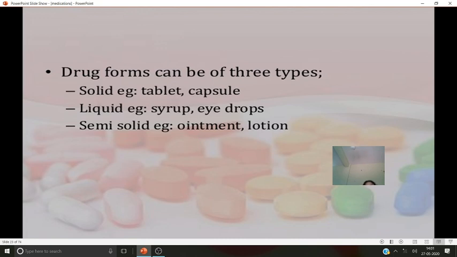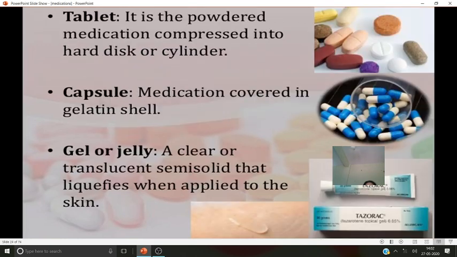I think you are able to understand the forms of drugs. Drugs may be in many forms. They are classified according to their use and the condition of the patient, whether the patient is able to take them orally or IV and so on. Based on all those things, drugs are classified into three types: solids, liquids and semi-solids. Solids means tablets and capsules. Liquids means syrup and eye drops. Semi-solids means ointments and lotions.